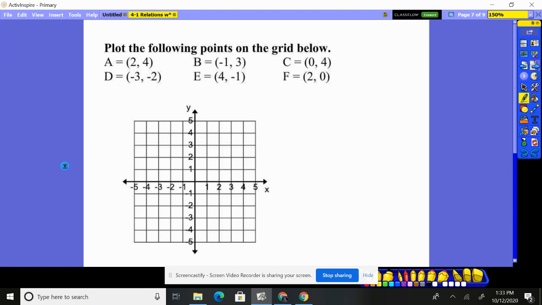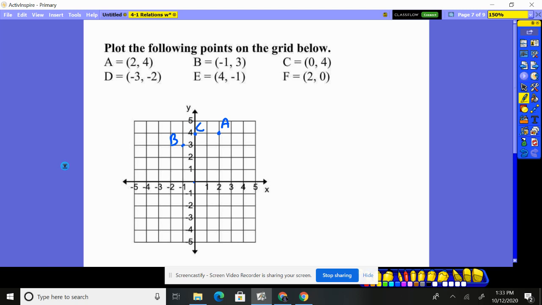Let's plot these points. It says A is at 2, 4. So I go over 2, up 4, right there. There's where A would be. B says -1, so go over to -1, up to 3, right there. There's B. C, go over none, so you stay at the origin. The origin is right here at 0, 0. So that's where we're always starting. So we go over none and up 4, which is right here at C.